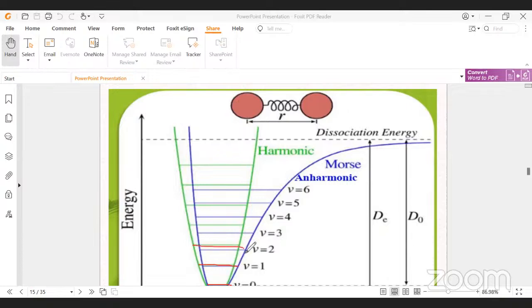It is to some extent only. The bond will break at some particular energy levels. Look at here, when V equals 6, this bond will be broken. The bond will break here.